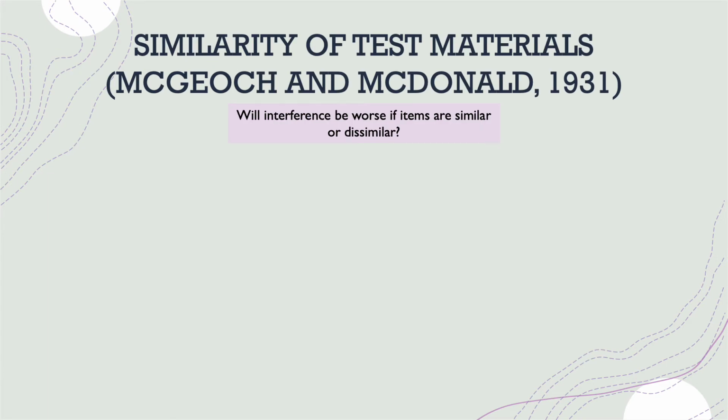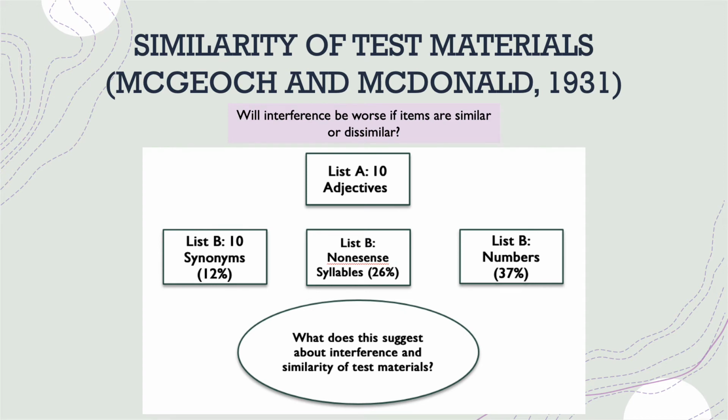And then we also looked at, when we looked at interference, the similarity of test materials. And you don't have to remember the names of McGough and MacDonald, but you do need to remember what they investigated. So they wanted to find out whether interference will be worse if items are similar or dissimilar. So this is what they did.